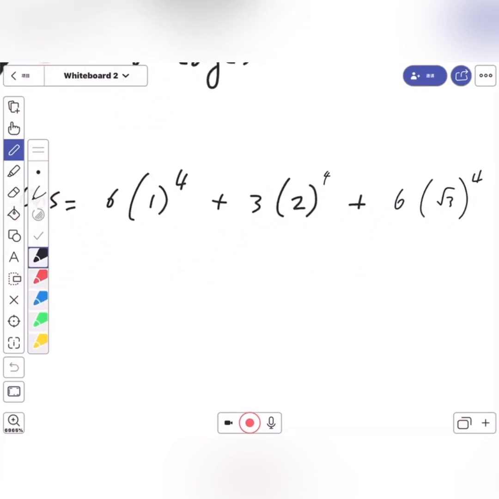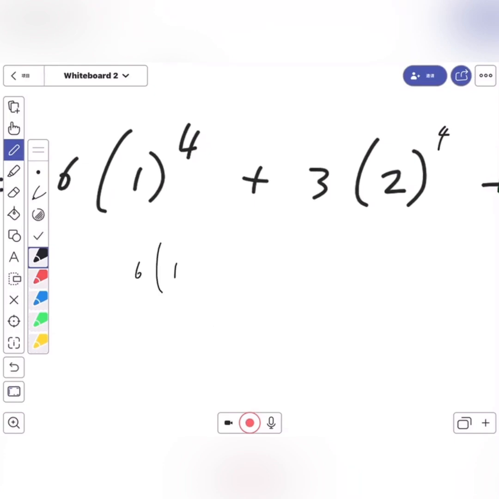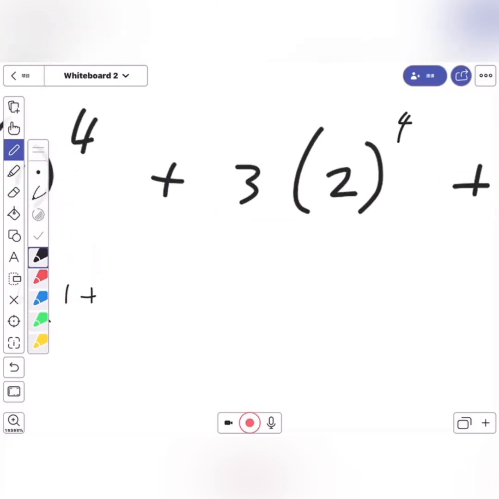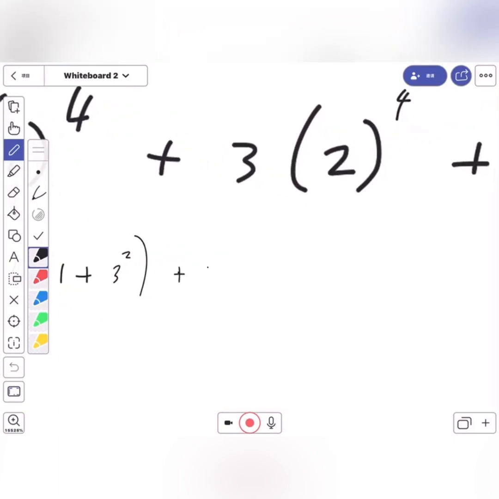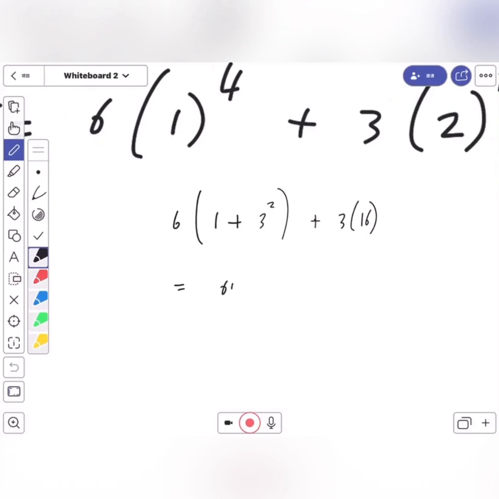Now that's just some simple computation that we have to do. 6 times 1 plus, well, square root of 3 to the 4th is 3 squared. And then plus 3 times 16, and that is going to be equal to 60 plus 48, which is 108.